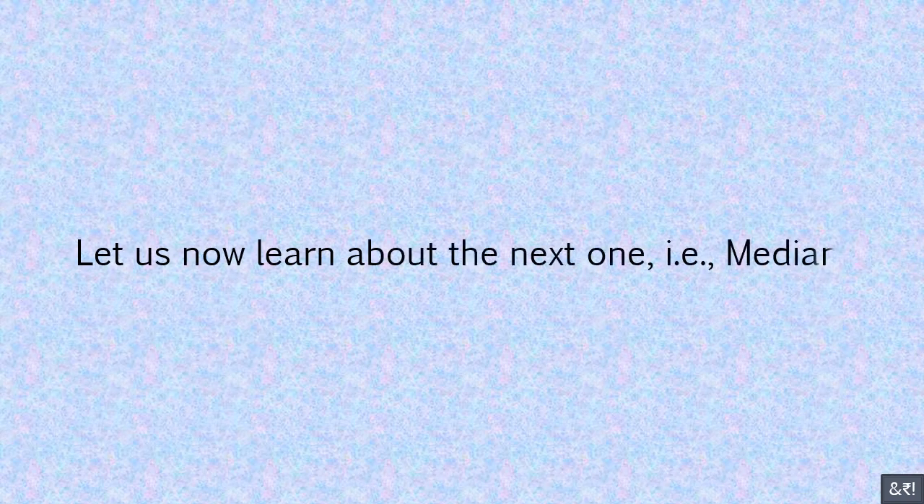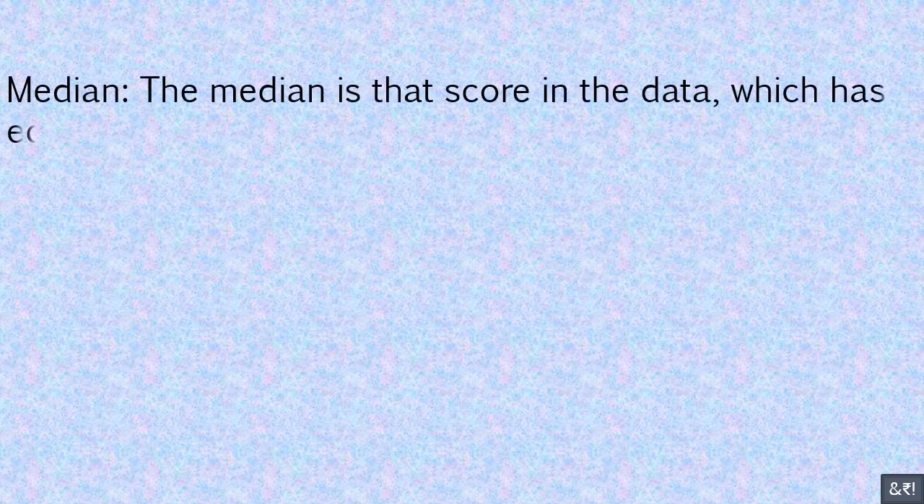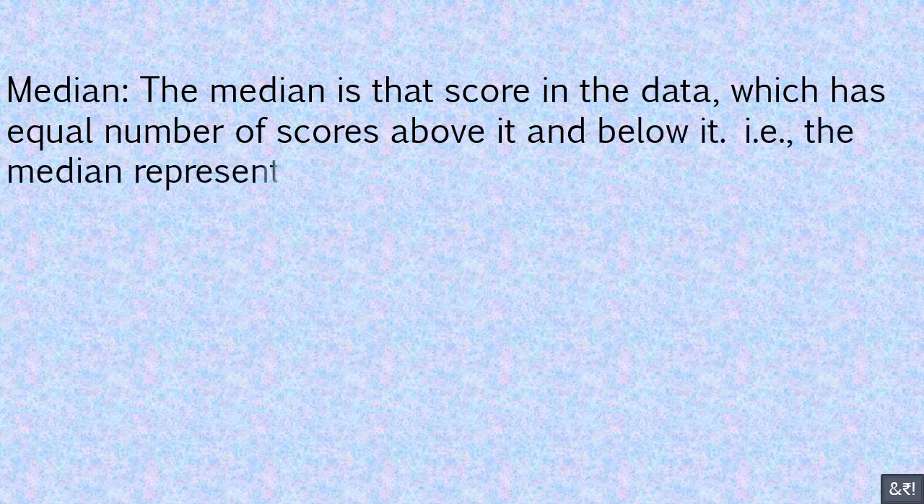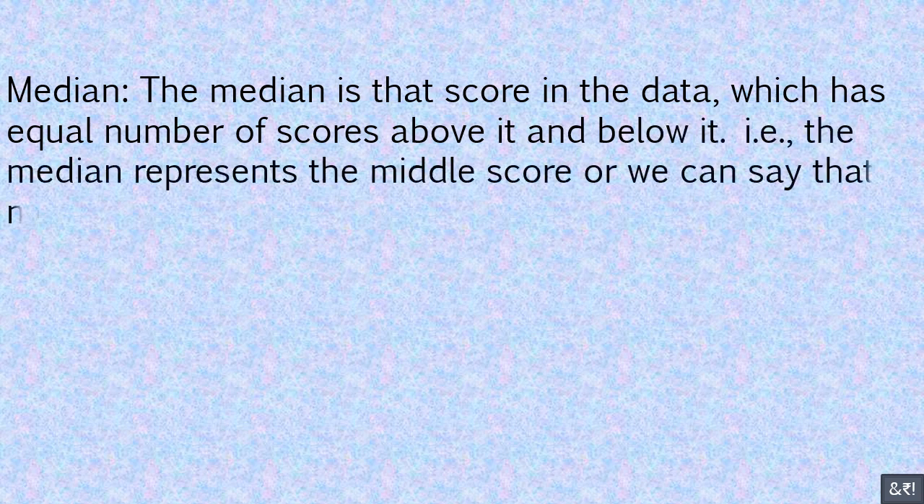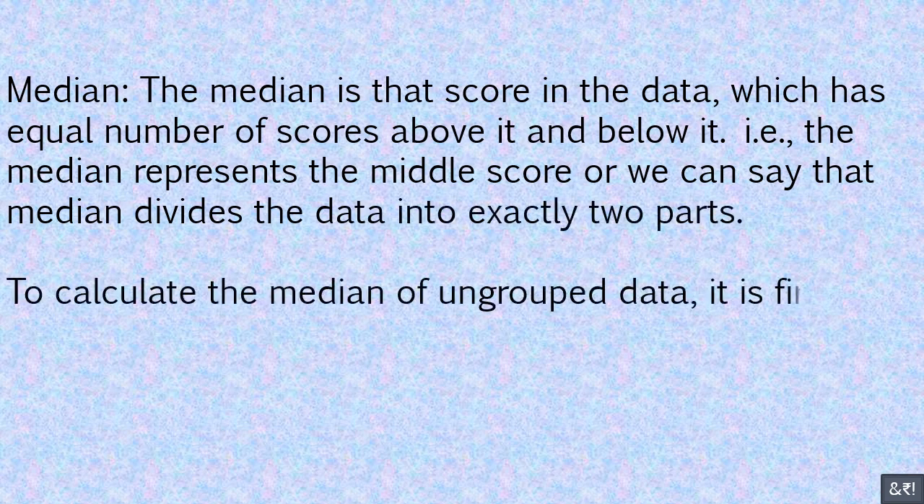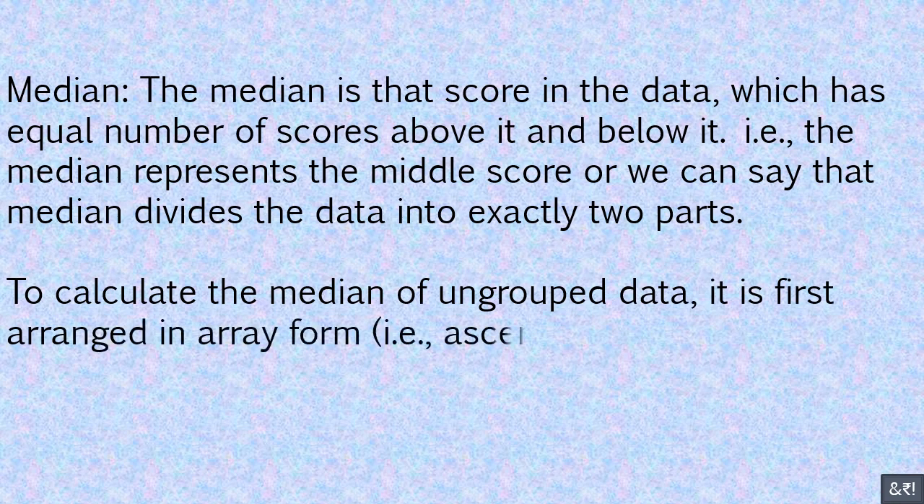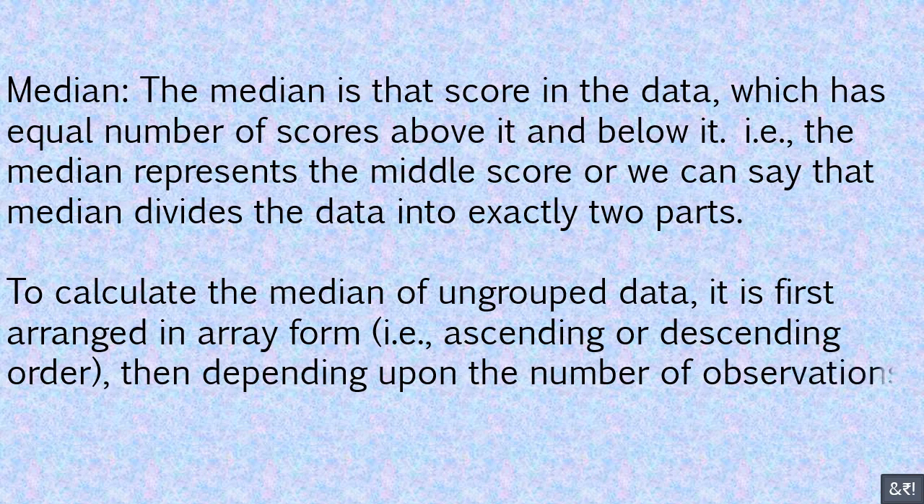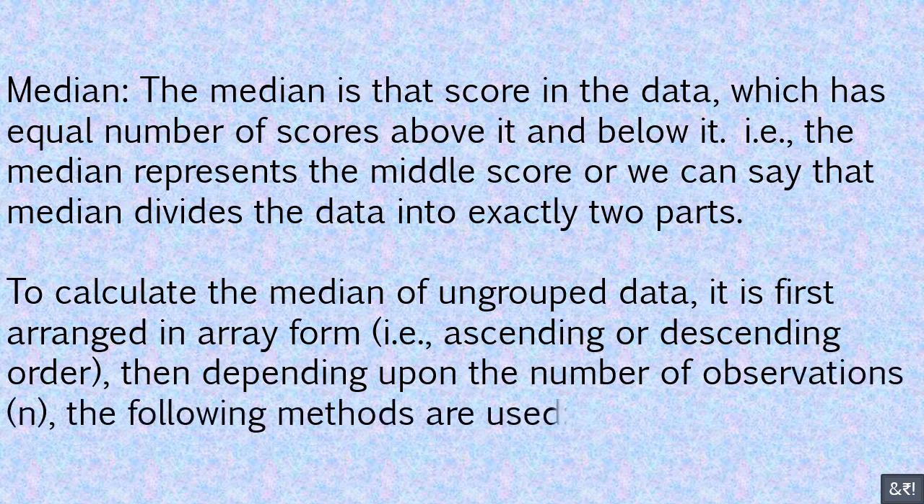Let us now learn about the next one, that is, median. Median. The median is that score in the data which has an equal number of scores above it and below it. That is, the median represents the middle score, or we can say that the median divides the data into exactly two parts. To calculate the median of ungrouped data, it is first arranged in array form, that is, ascending or descending order. Then, depending upon the number of observations, n, the following methods are used.